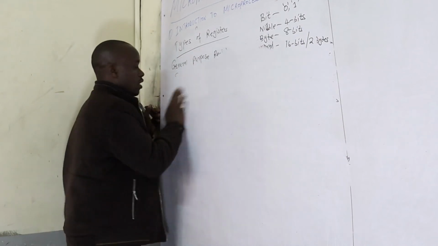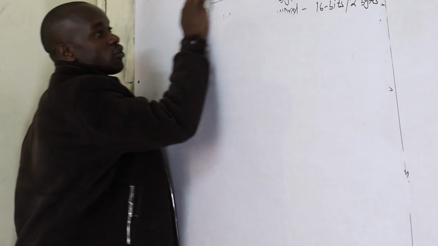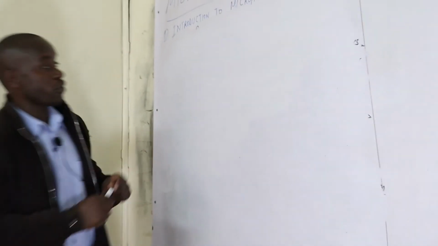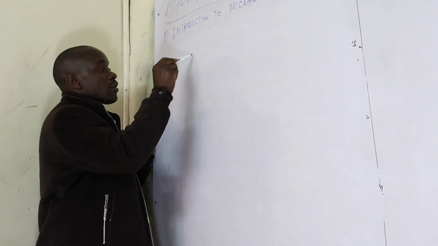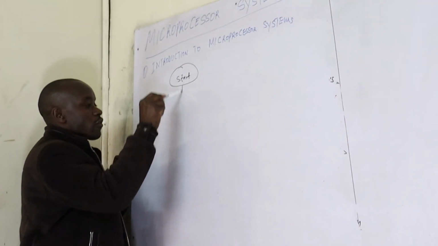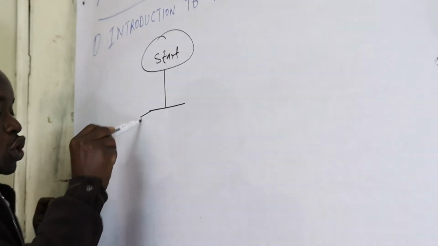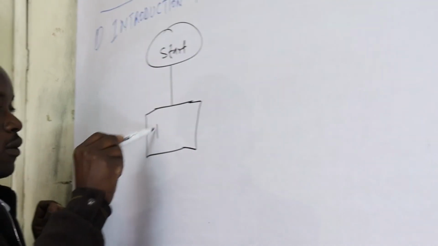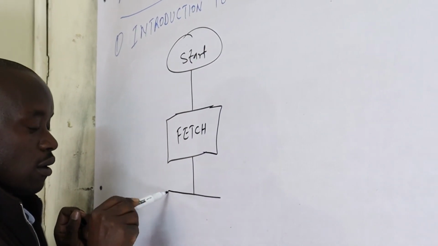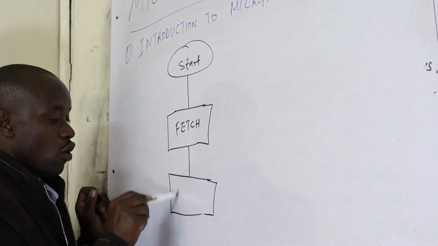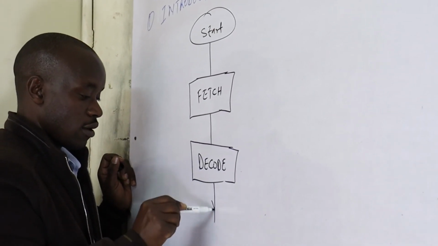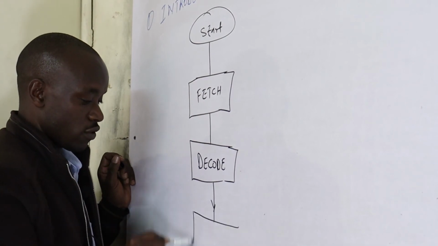Now after that, I want to talk about the fetch or the instruction cycle. It is also common, the instruction cycle. What happens there in the instruction cycle? So the instruction cycle has 3 processes. So I can start here. The first process is you fetch the instruction. Then you decode. Another name for decoding is to interpret. Then you execute.